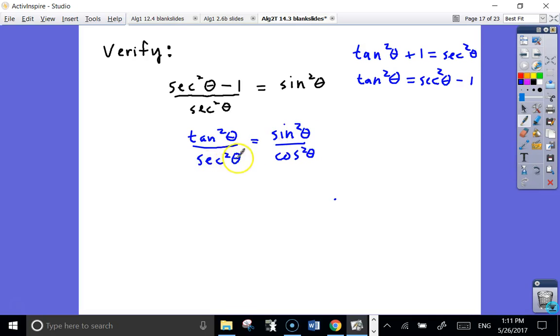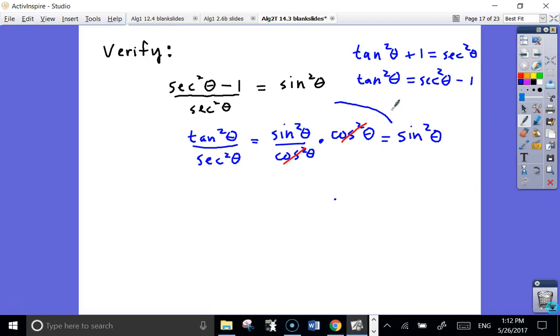But this secant squared in the denominator, secant is 1 over the cosine. So if it's a secant squared in the denominator, that's a cosine squared in the numerator. And now I can cancel cosine squared, and the whole thing equals sine squared. So there you go. That's the right-hand side. We made the left side look like the right side.